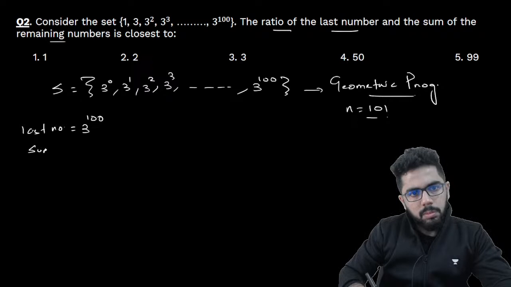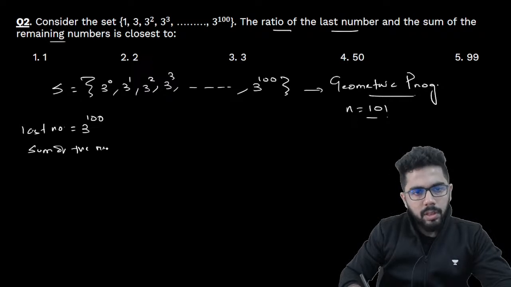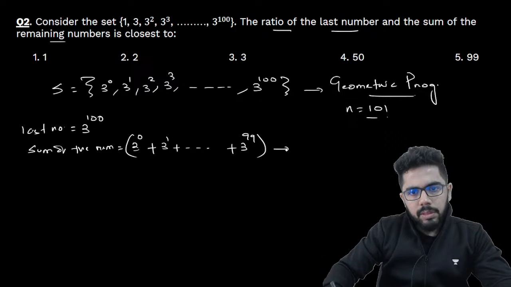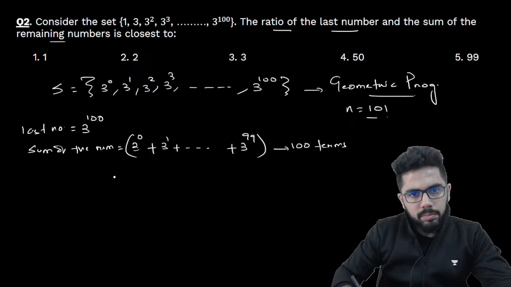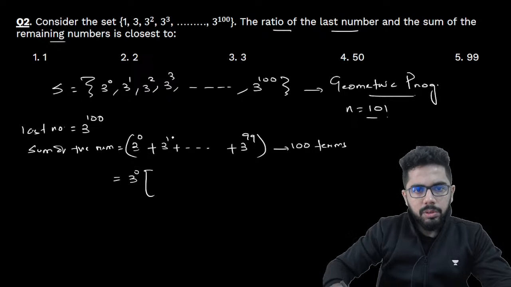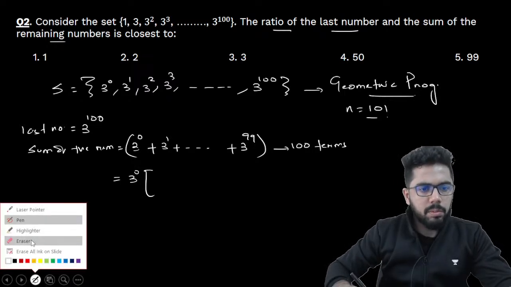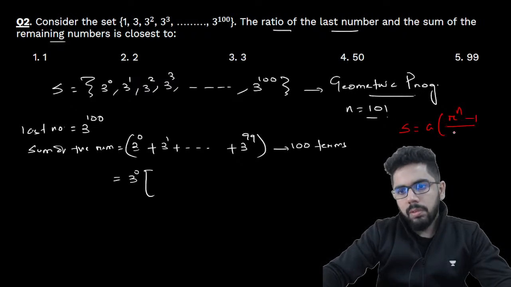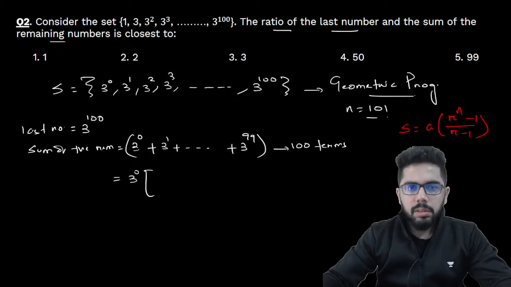So sum of the remaining, how much will it come? Remaining means all the other numbers. So this again forms a GP and it goes on till 3 to the power 99. So this GP has 100 terms now, because we have taken one term out. So what is the sum? First term A, then R, common ratio. How do you calculate the sum of a GP? S is A (R to the power n minus 1) by (R minus 1), the sum of a finite GP.